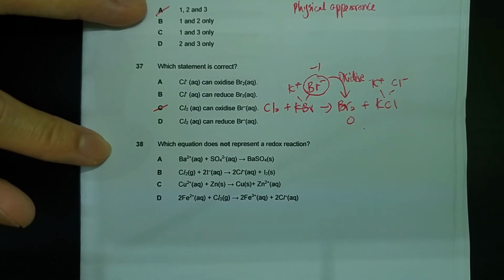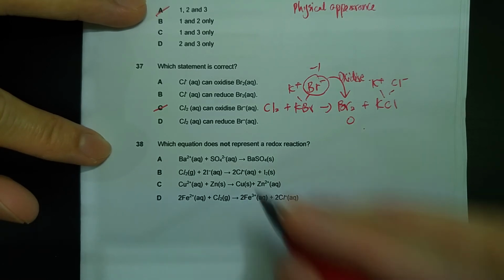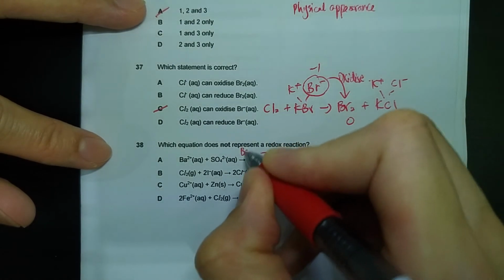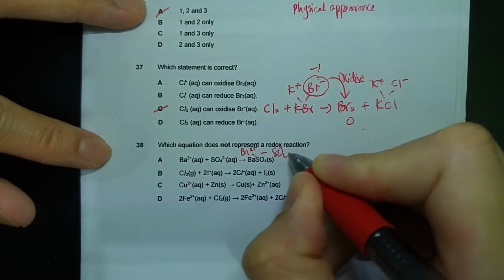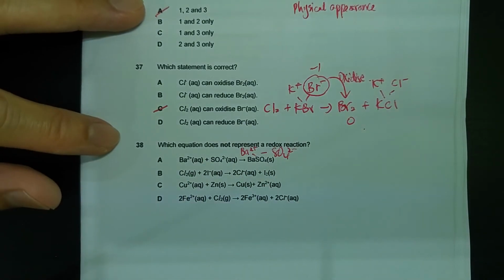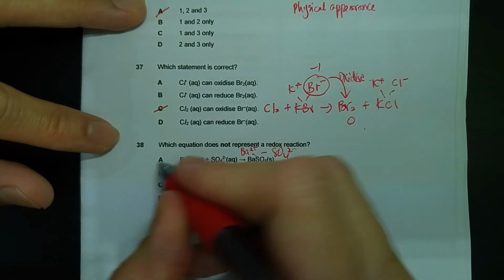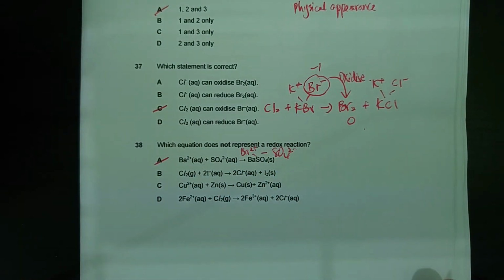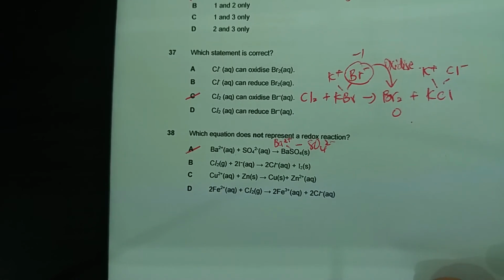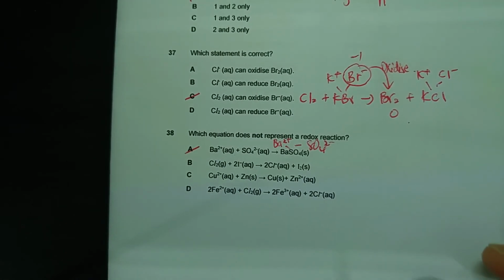Okay, the reaction in 38 does not represent a redox reaction. BaSO4, you can split it into Ba2 plus and SO4 2 minus. So you can see that the oxidation state doesn't change at all, so it is not a redox reaction. For a redox reaction, there must be reduction, there must be oxidation. In this case, oxidation states do not change at all. So no reduction, no oxidation.